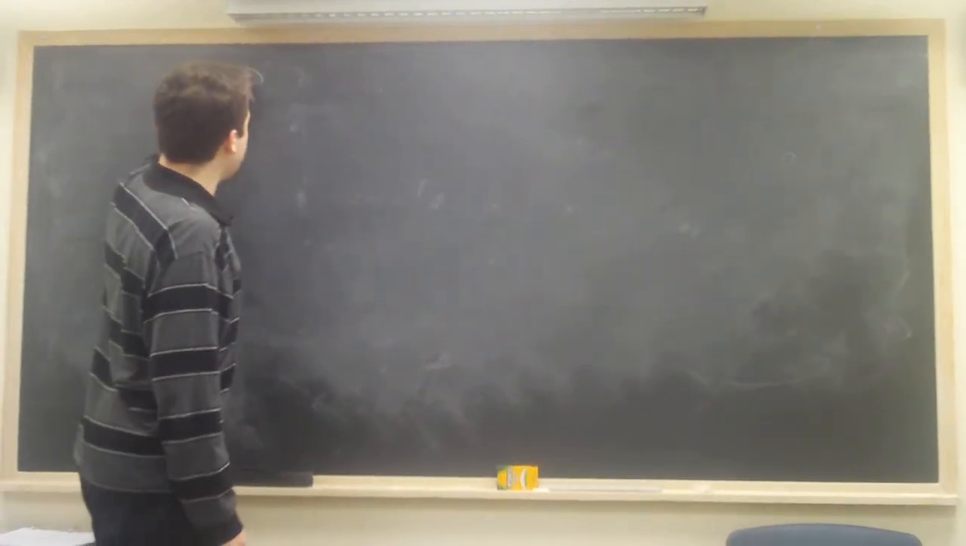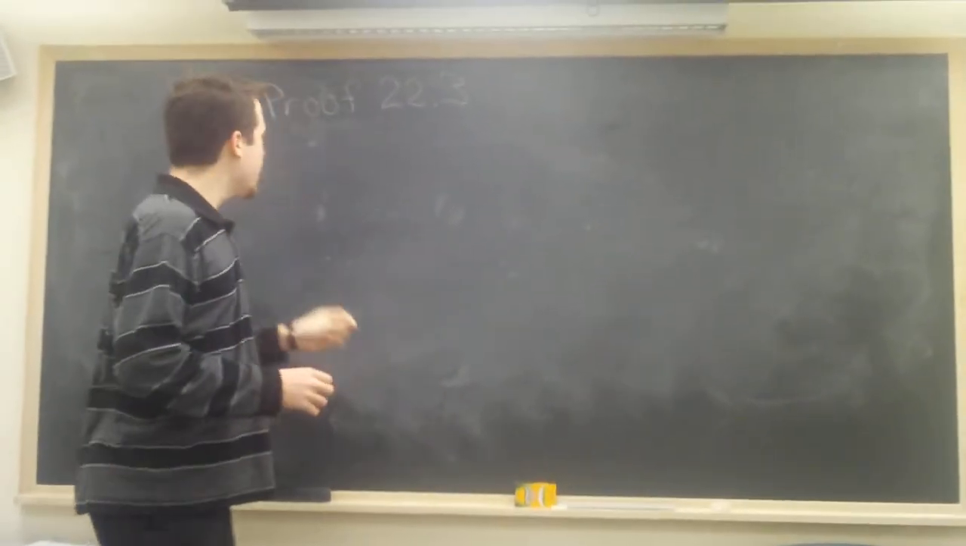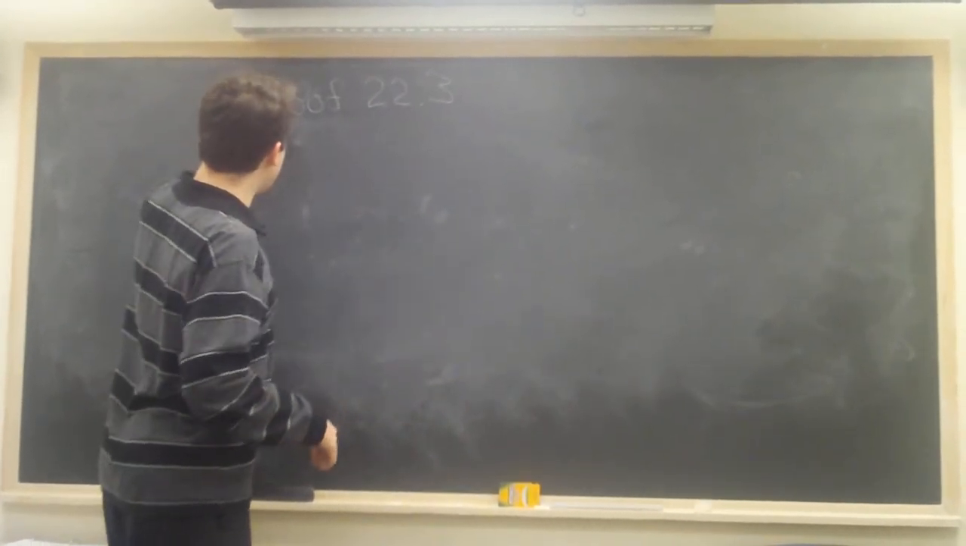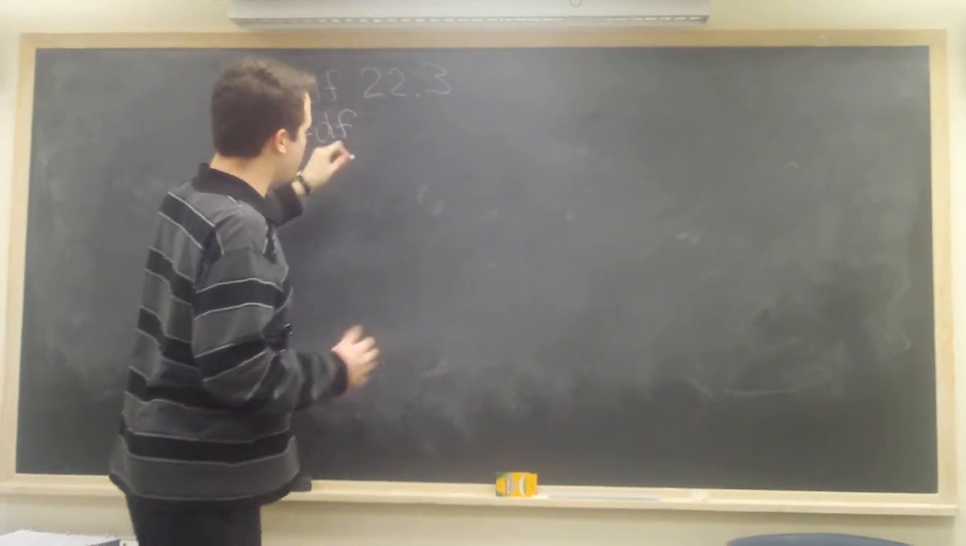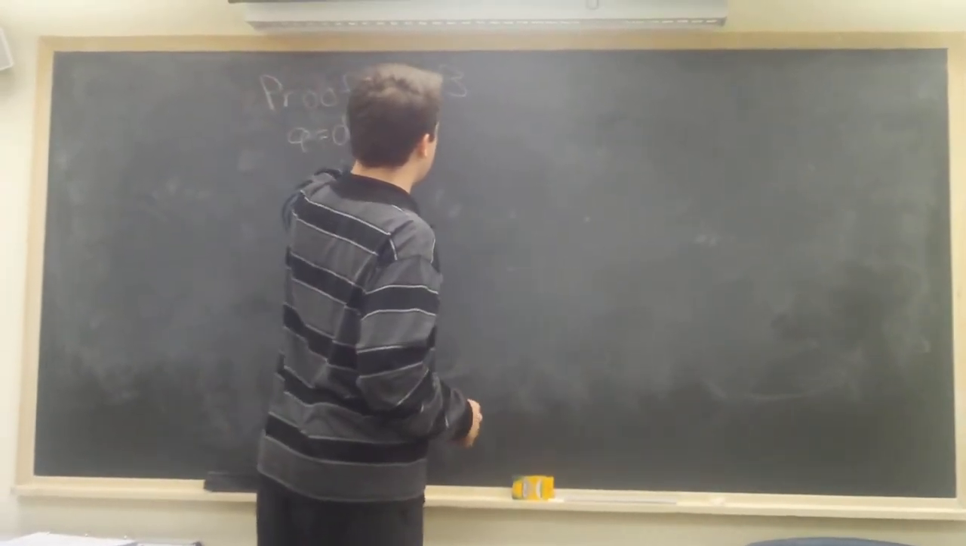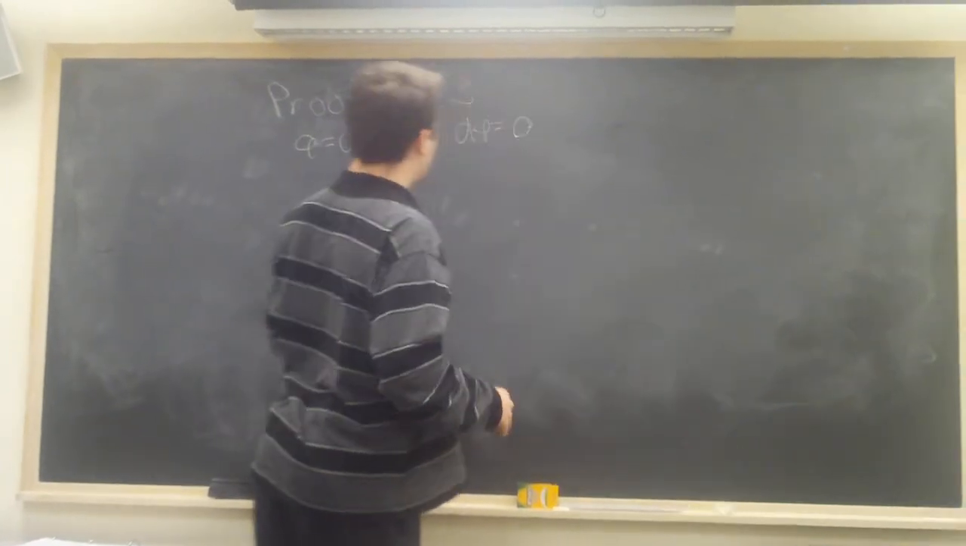Okay, I am going to do proof 22.3, which is essentially saying that if we have some convex domain U and some phi defined on it, that phi is the exterior derivative of some function if and only if d phi equals 0.